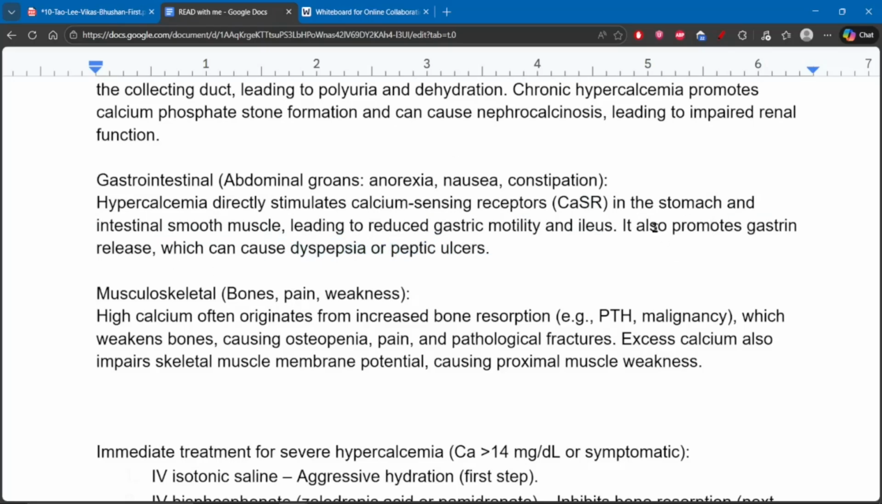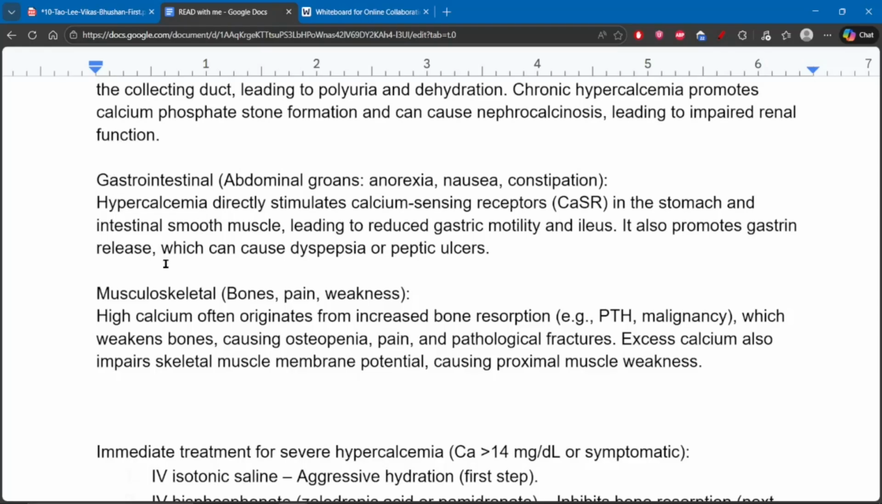This is a bit of an important fact that you must remember. It's not very commonly tested, but you must still remember it, because one of the most common symptoms that hypercalcemic patients present with is gastrointestinal symptoms. So how does that occur? Hypercalcemia directly stimulates calcium sensing receptors in the stomach and the smooth muscle, leading to reduced motility. It might depress peristalsis, leading to reduced motility and ileus, causing constipation. It can also lead to anorexia and nausea. Of course, the food is not moving forward; it's going to come backwards.